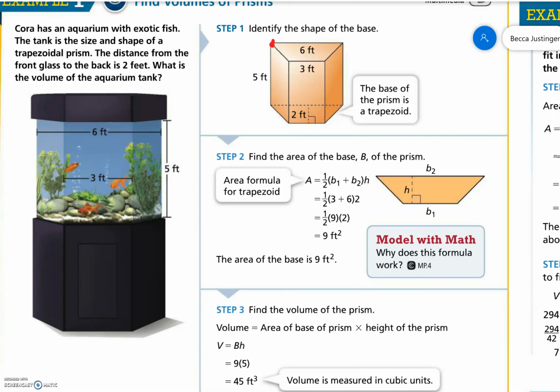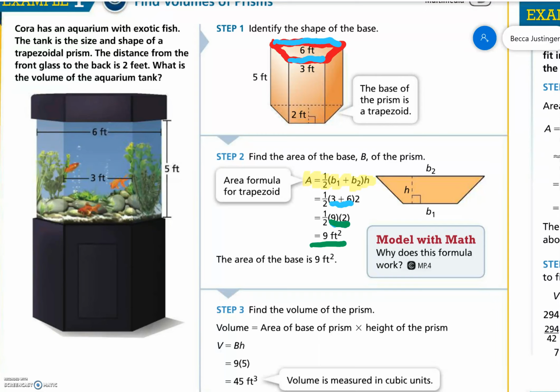So first, it's called a trapezoidal prism because the area of the base is a trapezoid, or the shape of the base is a trapezoid. So our first step is to find the area of that base. So they use the area formula 1/2 base 1 plus base 2 times the height. So here's our base 1 is 3, base 2 is 6. So they do 3 plus 6, which gives us 9. Then we have 9 times 2, which is 18, but half of that is 9. So the area of the base is 9 feet.